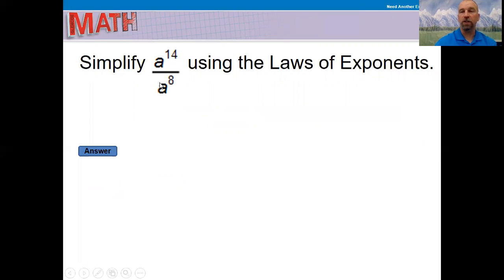Take a look, pause if you want to think. Try to get your own answer. So the common base is a, and just subtract the exponents, 14 minus 8, a to the 6th power. That's all.